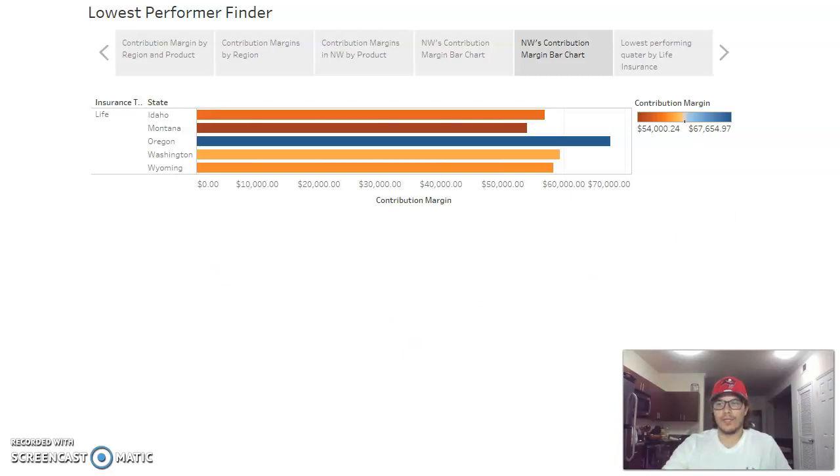So here we identify the state, and we're going to think now, well, why is Montana performing lower than the other states? Are there any significant factors? I think the factors we covered so far, it's going to be by quarter. We haven't looked so much into price or cost, but we have looked at the contribution margin and the ratio.